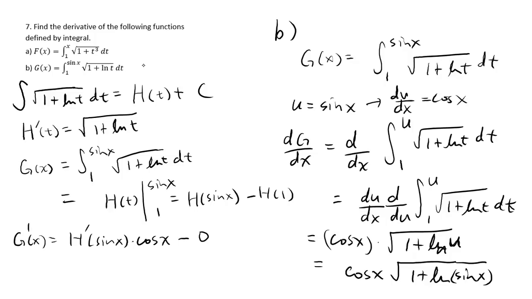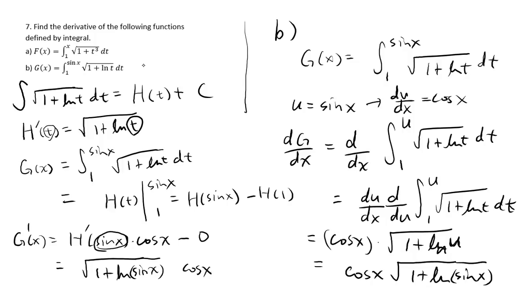And because we know that square root of 1 plus ln of t is the derivative, and now instead of t, I have the sine of x in there, that t would be replaced by sine of x, and what we get is square root of 1 plus ln of sine of x times cosine of x, which is exactly the same answer as this one. So I think this is slightly easier to think about than that one. But since I'm presenting you two different ways, whichever you like, you can choose.